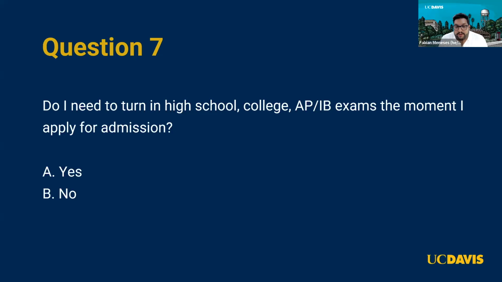CSU or CSU partners, on the other hand, may ask for official records, for example, like a month or two after you've submitted the UC application or CSU application. But just keep an eye out for those email notifications.